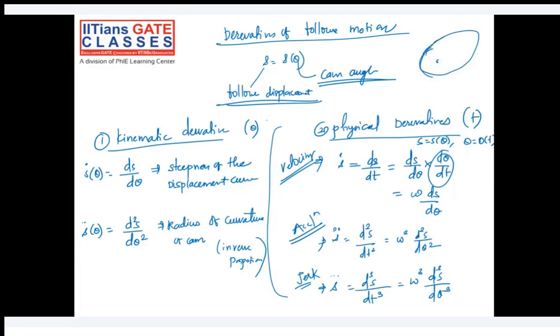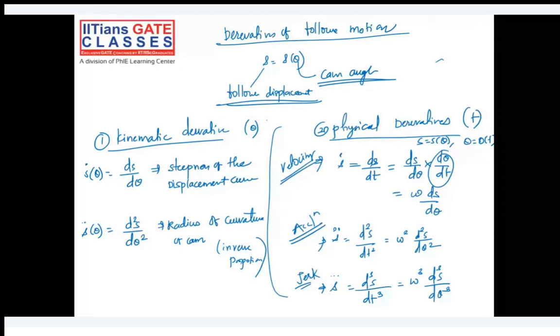So basically, if the value of the second derivative of this s is higher, as I said, in inverse proportion, it means we have a lower radius of curvature. Okay, so that is what we can understand from these derivatives. Why I'm explaining this is because, depending on the cam profile, we can judge how our displacement profile, velocity and acceleration profile will look. Okay, so I'll explain it to you through these figures now.